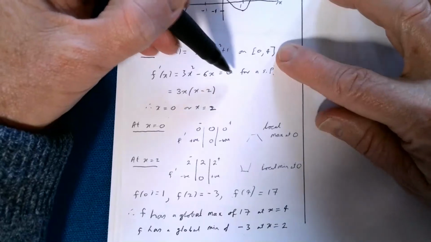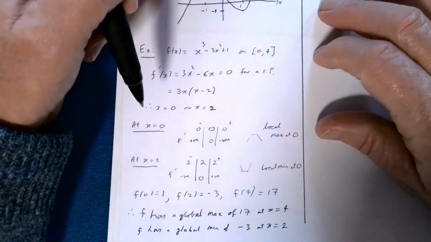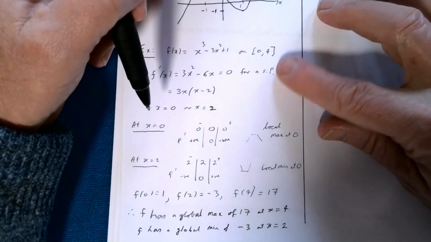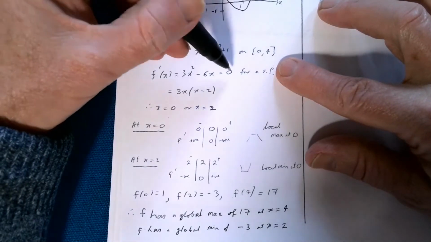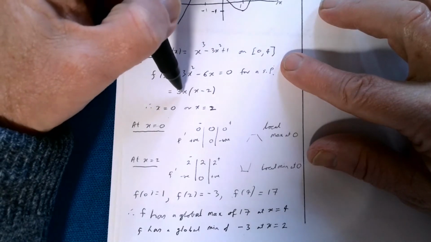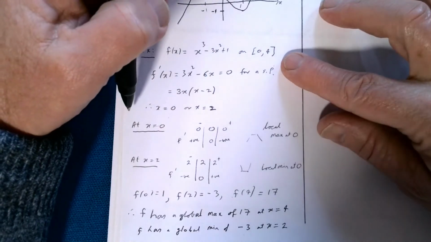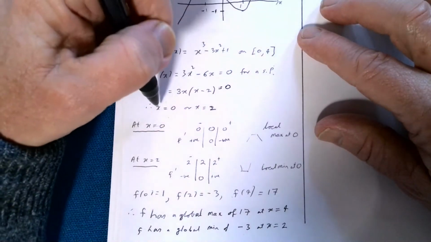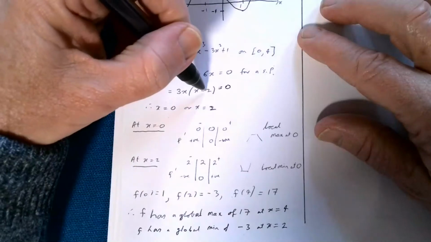We put it equal to 0 for our stationary point. So that SP there stands for stationary point, a point where the derivative is 0. Now out of this I can factor 3x out and I get x minus 2. And this is equal to 0, and that means then x is 0 from here or x is 2 from here.